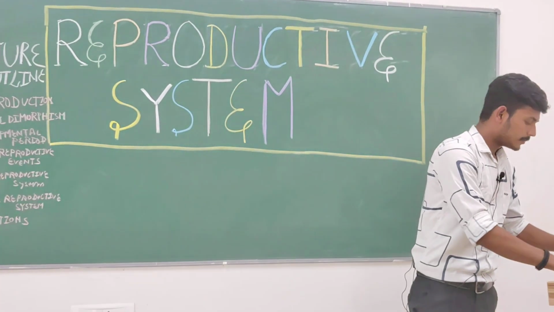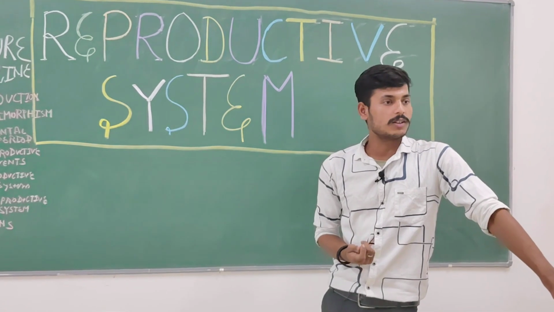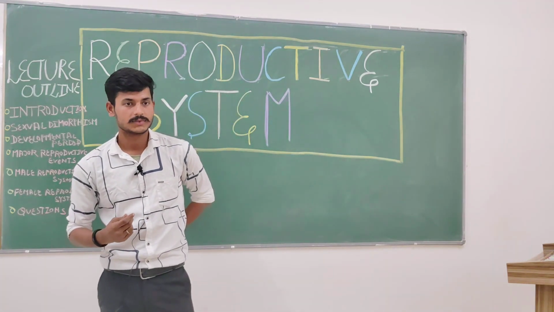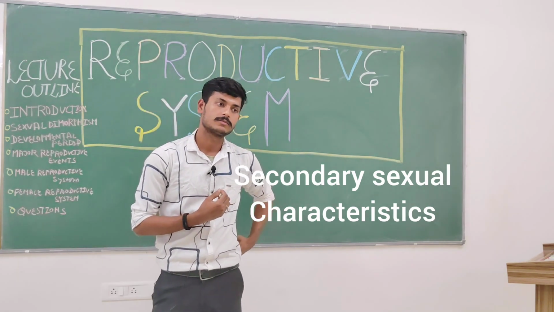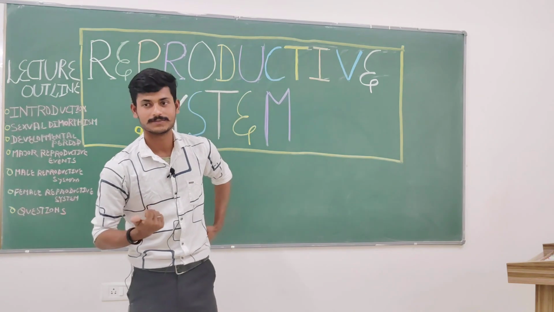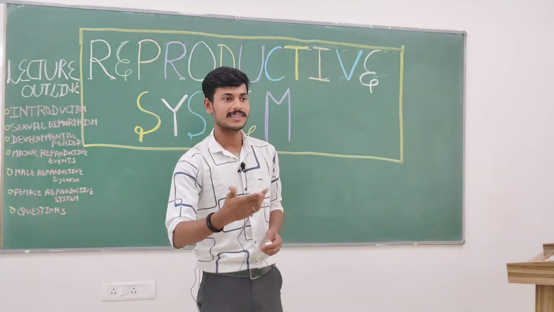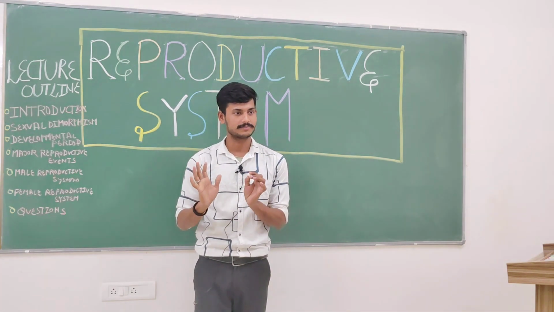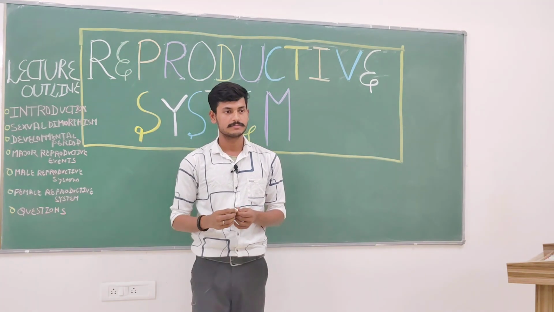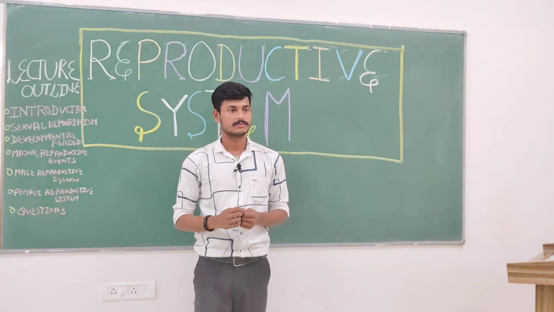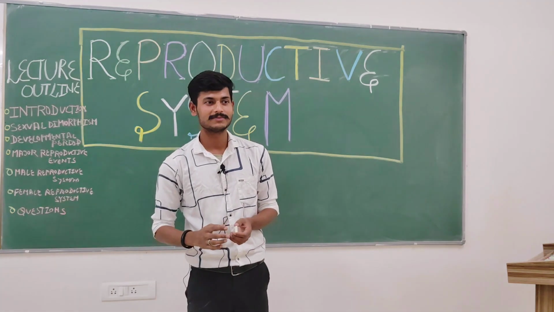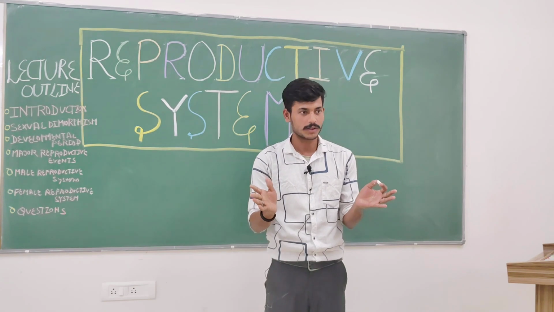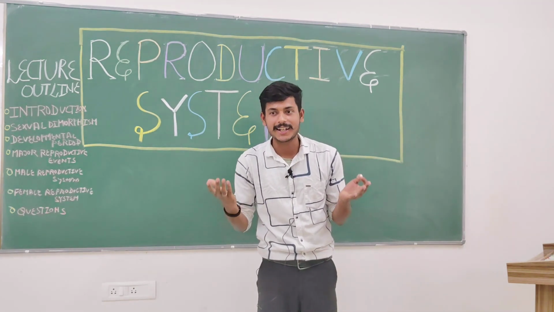Now, we have some characters that are called secondary sexual characteristics. Can you cite any example of secondary sexual characteristics? Anyone, for male, for female? No idea? Really? Simple. You develop a mustache. In girls, there is a widening of the hip. Loudness of the voice. These are all what? Secondary sexual characteristics.